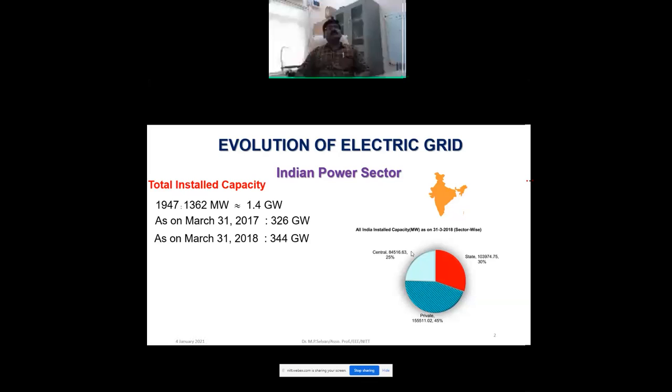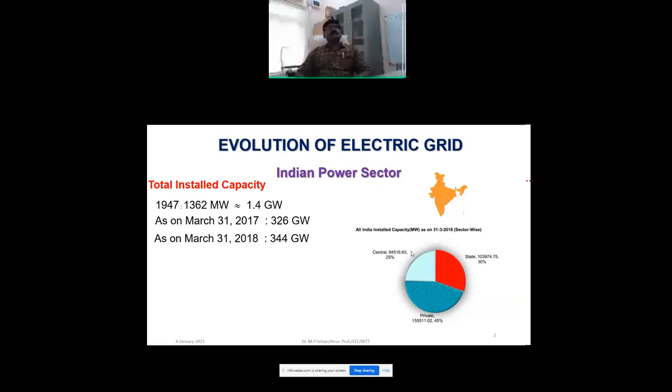What is this private sector? An independent power producer. He is not governed by the state government or the central government. He is an independent power producer. He can generate power and feed it into the grid based on certain agreement, right? So the private power sector may be a thermal power plant, or they may have gas power plant, or they may have renewable energy based systems.